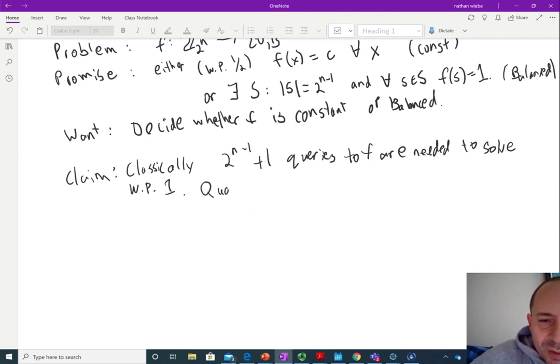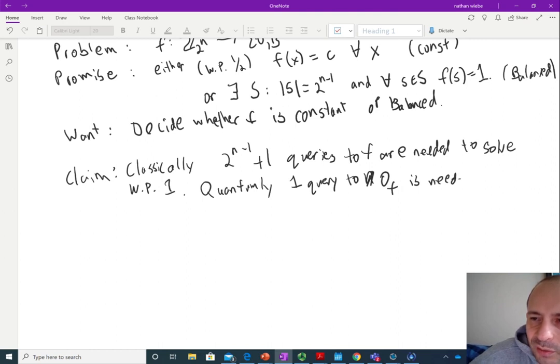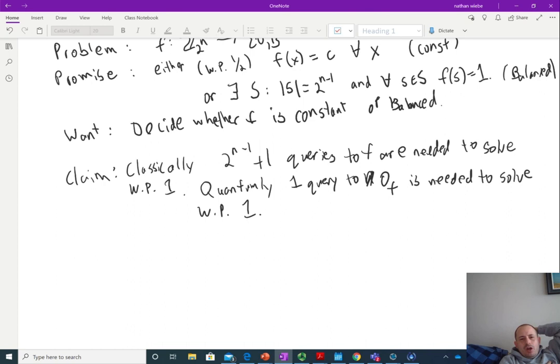And quantumly, one query to O_f, which is the quantum analog of this oracle, is needed to solve it with probability 1. Okay, so in this case, this is actually even better than an exponential improvement in the query complexity, because we have 2^n going down to just 1. So this is a huge, huge advantage for this particular problem.